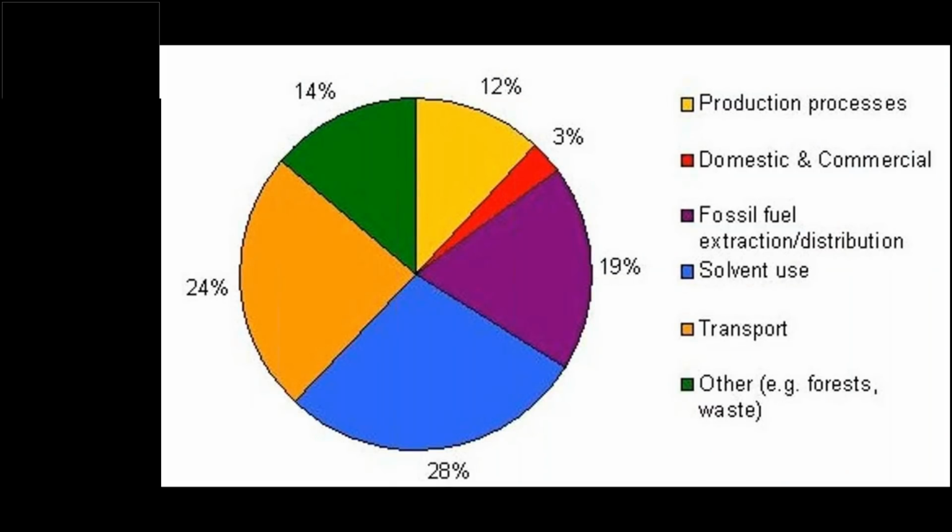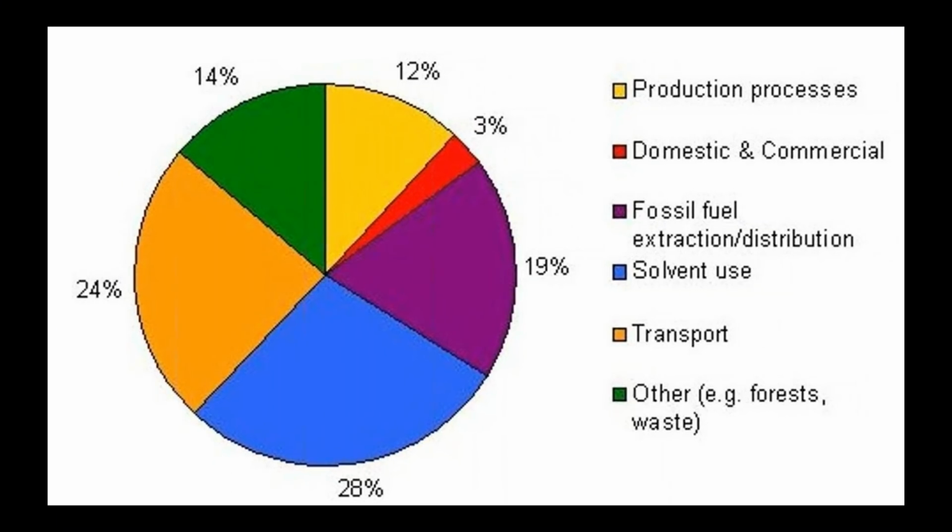And these are the different sources which pollute the atmosphere, right? This pie chart represents the different sources which pollute the atmosphere. Production process contributes around 12%, domestic sectors around 3%, and fossil fuel extraction about 19%. Solvent recycling and distribution contributes about 28%. Transport contributes 24%, and other waste contributes 14%. So if you count 1, 2, 3, 4, 5, 6 or 7 sectors are available, which pollute the atmosphere to various percentages.